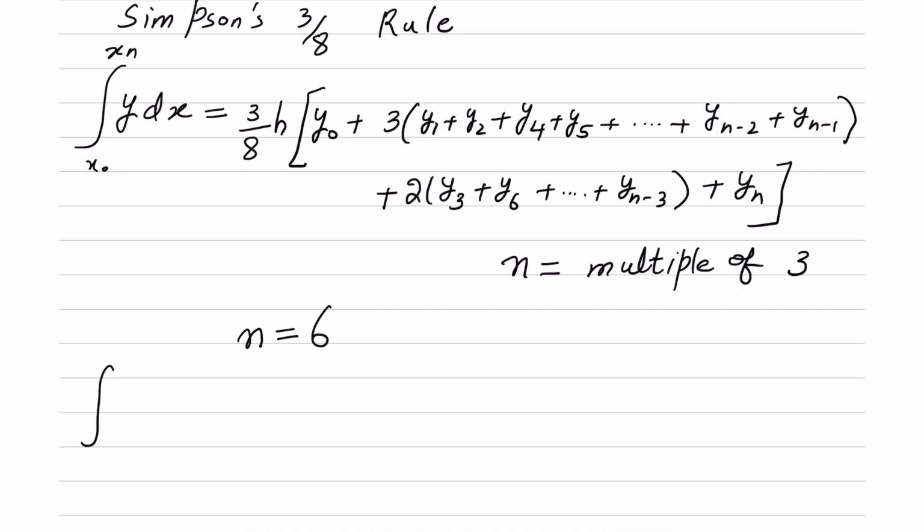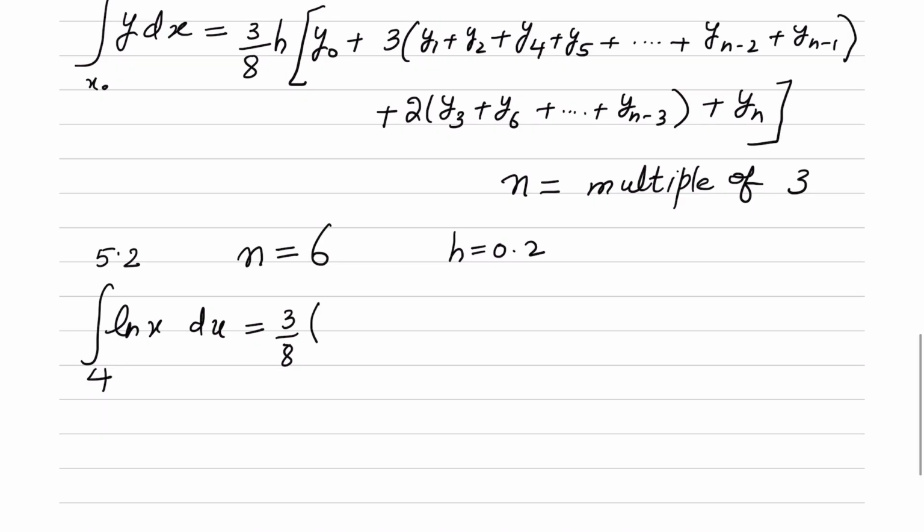So we have to evaluate the integral ln x dx. Starting x is 4, ending x is 5.2. Let's plug in the values. N equal to 6, h was 0.2, and we have the y values. So 3/8, h is 0.2, integral. We will first put the last y value, yn. N is 6, so we have y6.